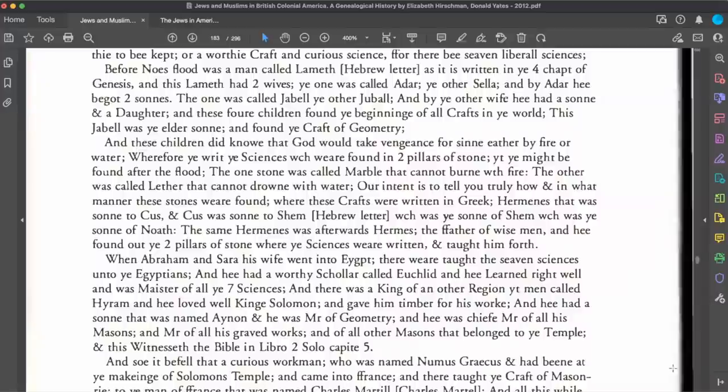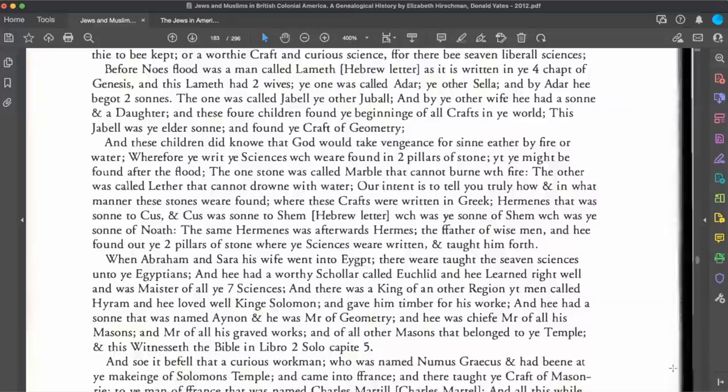The same Hermes was afterwards Hermes, the father of wise men, and he found out the two pillars of stone where the sciences were written, and taught them forth. When Abraham and Sarah, his wife, went into Egypt, they taught the seven sciences to the Egyptians, and he had a worthy scholar called Euclid, and he learned right well and was master of all the seven sciences.